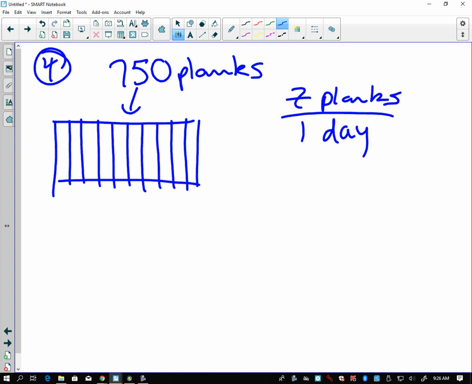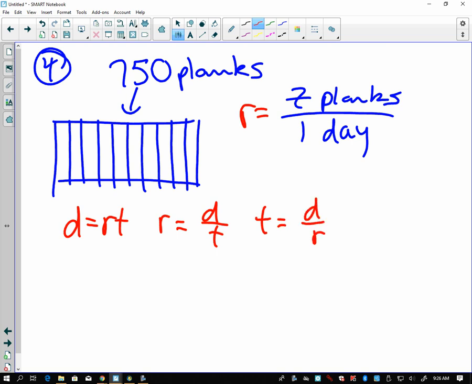All right, so let's start off with what we should understand. Distance equals rate times time. In this case, planks equals our rate times our time. Rate equals distance over time. Or our rate equals our number of planks per day. This is my rate, planks per day. Does that make sense? Time equals distance over rate, or planks over my rate.